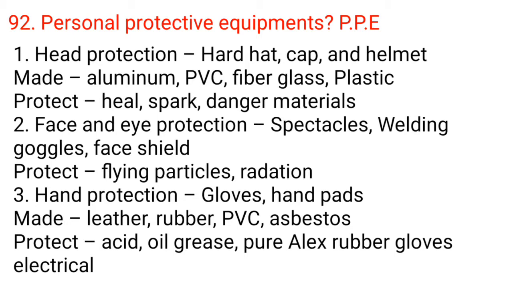Made of aluminum, PVC, fiberglass, plastic. Protects from heat, spark, and dangerous materials. 2. Face and eye protection: spectacles, welding goggles, face shield. Protect from flying particles and radiation. 3. Hand protection: gloves, hand pads. Made of leather, rubber, PVC, asbestos. Protect from acid, oil, grease. Pure latex rubber gloves for electrical work.